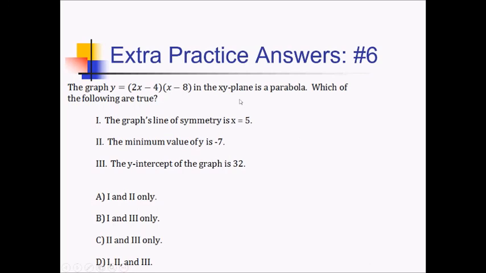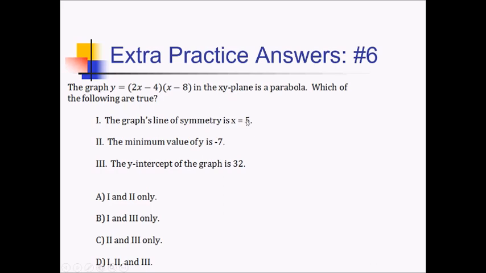For this problem, we're given this graph of a parabola, 2x minus 4 times x minus 8. So this is a parabola in factored form, and we want to know which of these 3 statements is true. And it looks like more than one of these could be true, so they're not mutually exclusive. So we're just going to go through each of them and test each of them out. So for option 1, the graph's line of symmetry is x equals 5.